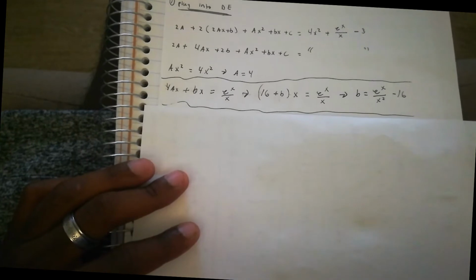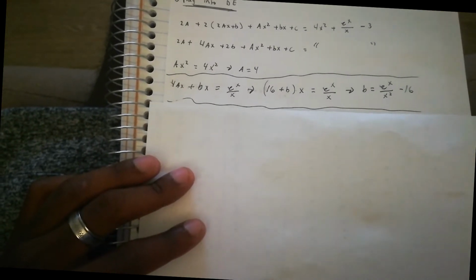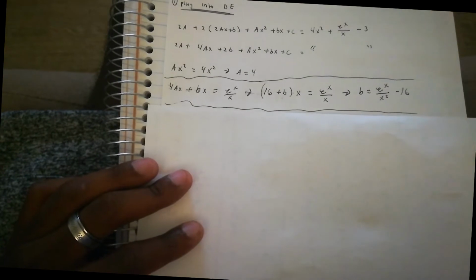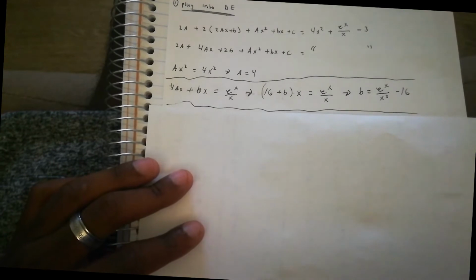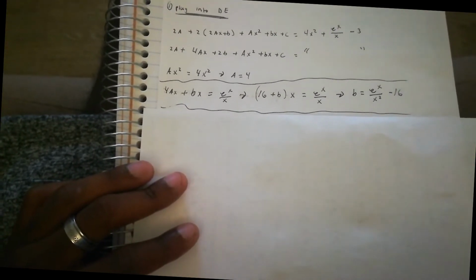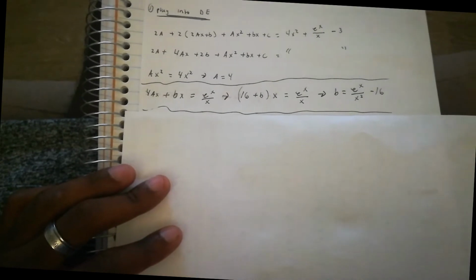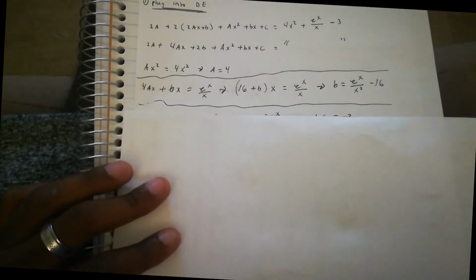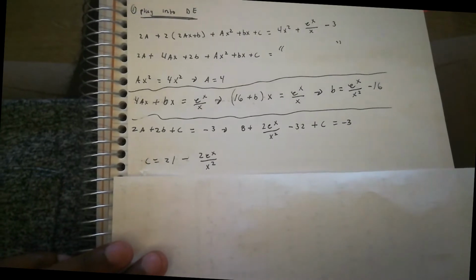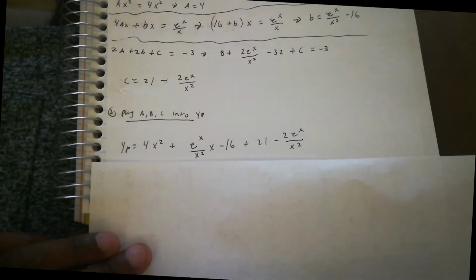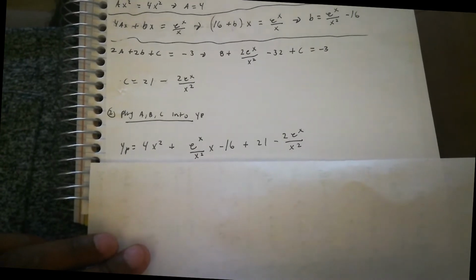Ax squared is equal to 4x squared, so I got a equals 4. I carried this through for the 4ax. Once I knew the value of a, it was 4 times 4 times x plus bx equals e to the x over x. Solving that through, b equals e to the x over x squared minus 16. Did the same thing for the c and got c equals 21 minus 2 e to the x over x squared. You plug a, b, and c into your particular, and that'll give you your particular solution.